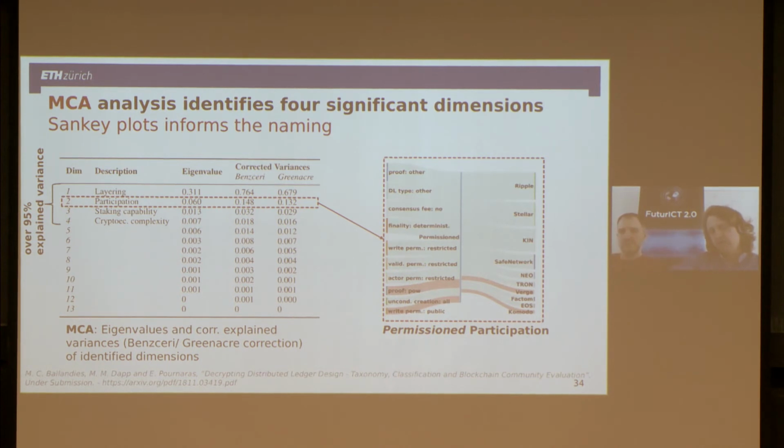And from the right to the middle, we see how much the systems actually contributed to the construction of this dimension. In this case, the biggest contributor for this dimension was Ripple.